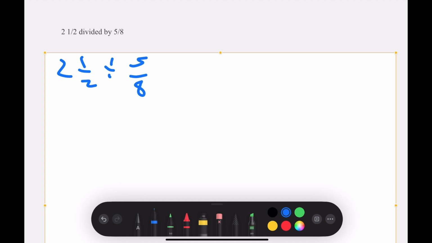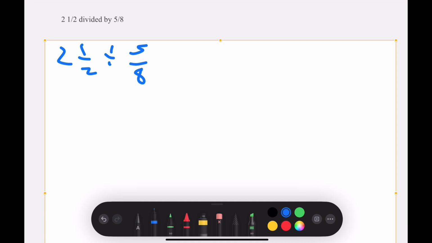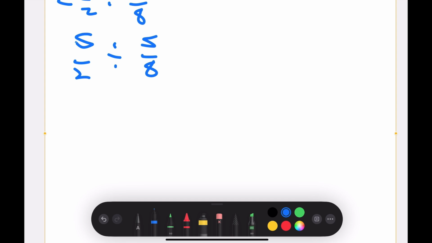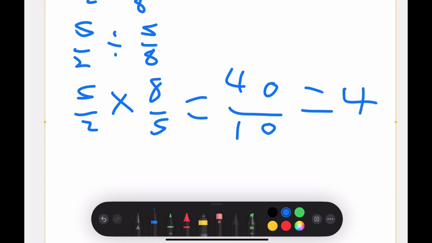Okay, so next question. We have 2 and 1 over 2 divided by 5 over 8. First of all, I would turn the mixed number into an improper fraction. So 2 multiplied by 2 is 4, add the 1, that is 5. So it becomes 5 over 2, and we're dividing by 5 over 8. Next, I would do the steps that you have to do when dividing. So 5 over 2, the divide sign becomes multiply, and we flip the second fraction to get 8 over 5. And now I would multiply as usual. So 8 multiplied by 5 is 40, and 2 multiplied by 5 is 10.